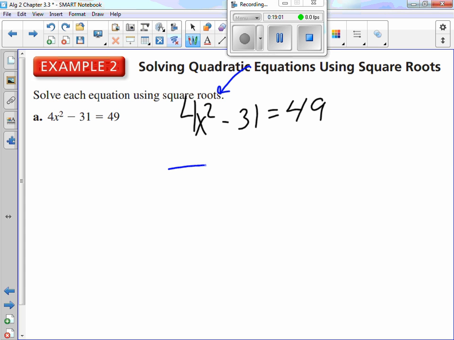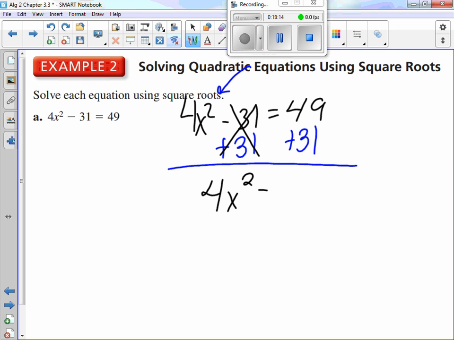To get x squared by itself, I need to add 31 to both sides, because these two here will cancel. So for the square root method, for this one here, we're trying to get x squared by itself. The first thing I'm going to do is add 31 to both sides. Because when I add 31 to both sides, I will get 4x squared. When I add it to the other side, I will get 80.